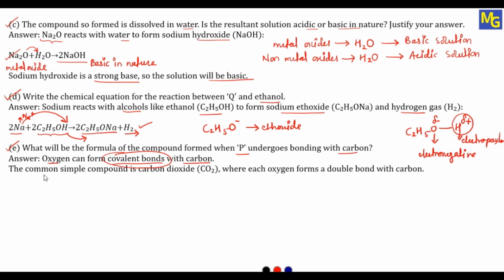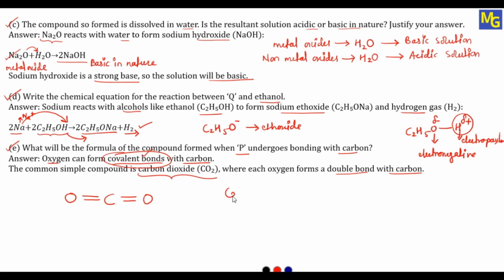So what is the simple compound formed between carbon and oxygen? It is called carbon dioxide, that is CO2. And the structure looks like O=C=O. With the help of this formula, the octet of both the oxygen and the carbon will be attained, and therefore in the structure of carbon dioxide, each oxygen forms a double bond with the carbon, and these bonds are covalent bonds.